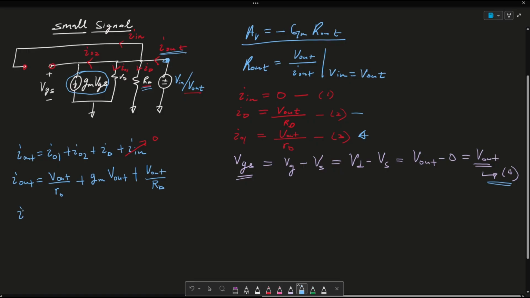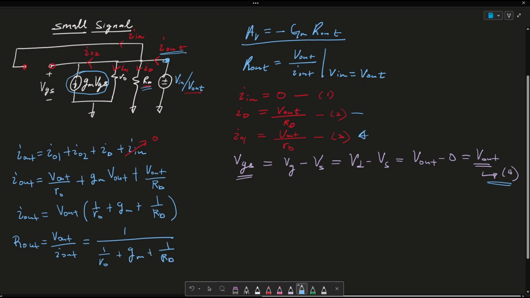So now we can say that I out is equated to V out times (1 over RO plus GM plus 1 over RD). Then R out, which is equated to V out over I out, is equated to 1 over (1 over RO plus GM plus 1 over RD). Therefore, R out is equated to RO in parallel with 1 over GM in parallel with RD. So I hope this makes sense.